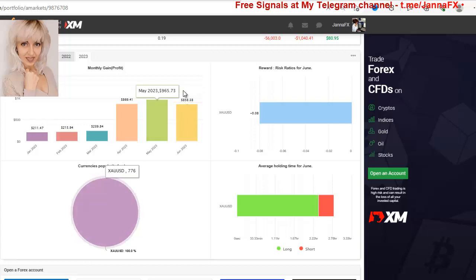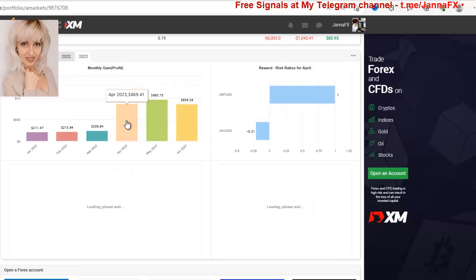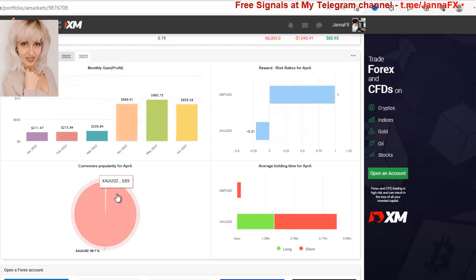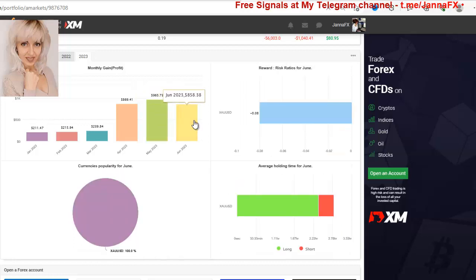You see the last month is gold, the previous month also completely gold. In April I had a little bit of pound dollar trade, but now it's all concentrating only on gold, because the system I'm using actually works quite well on pound dollar.